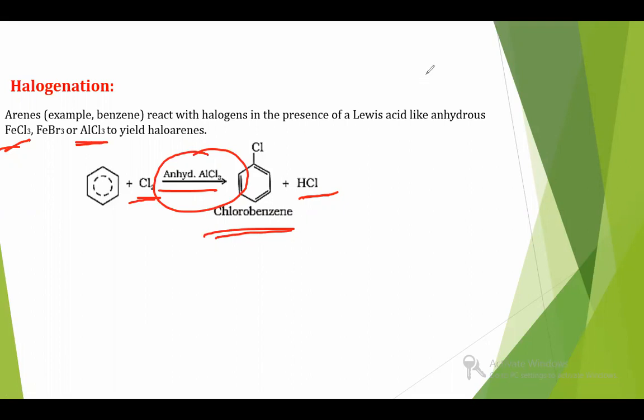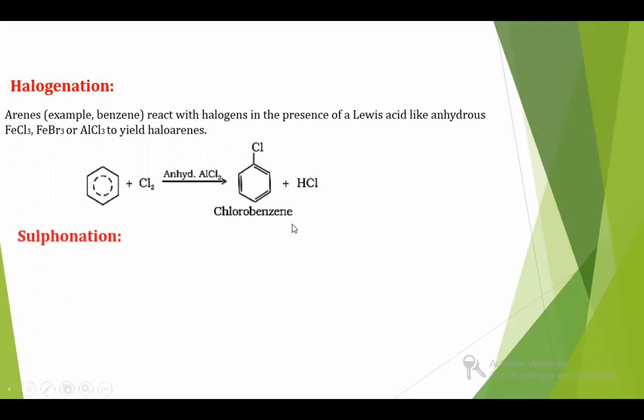So halogenation: benzene or an aromatic hydrocarbon treated with chlorine in the presence of anhydrous aluminum chloride gives chlorobenzene. Next reaction. Here you only need to understand the reactions, just an electrophilic substitution reaction. The mechanism of how it forms is different, involving the removal of a proton and how the electron gets attached. We will study those mechanisms in detail later.